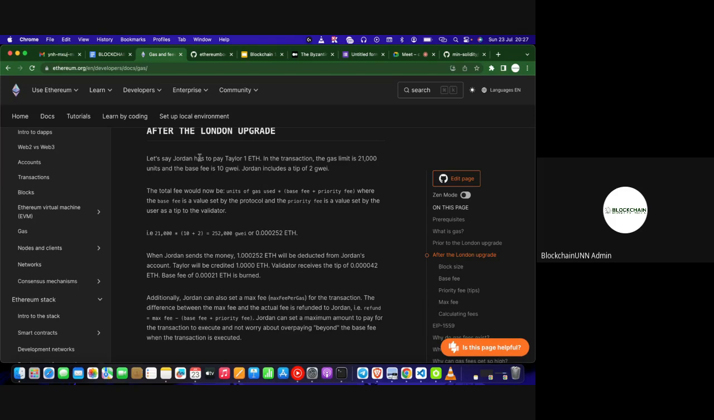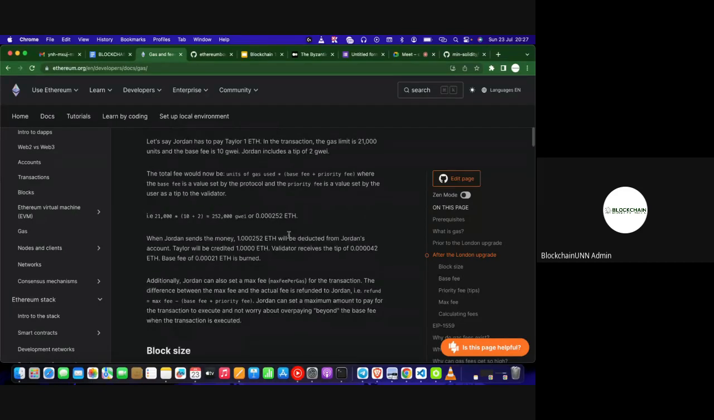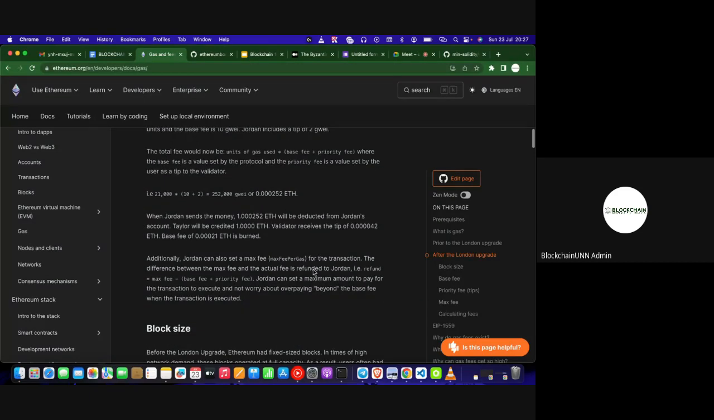So in a case where, like we can see here, you are performing a single, simple ETH transaction, Jordan, for example, wants to send Taylor one ETH, right? I think the gas limit for an ETH transfer is 21,000 units. So let's say the base fee set by the system is 10 Gwei. You can see here Jordan includes a tip of 2 Gwei to the miner, to the validator, to incentivize him to add this transaction to a block. So the total gas fee that Jordan will have to pay will be 21,000 times the base fee plus the priority fee, which would turn out to be 252,000 Gwei, or 0.000252 ETH. So that's basically how gas fees are calculated within the Ethereum ecosystem.